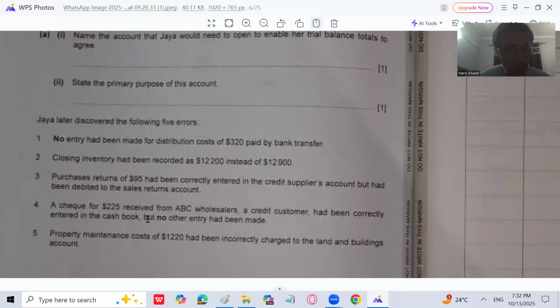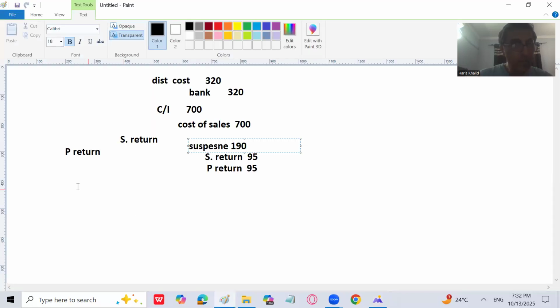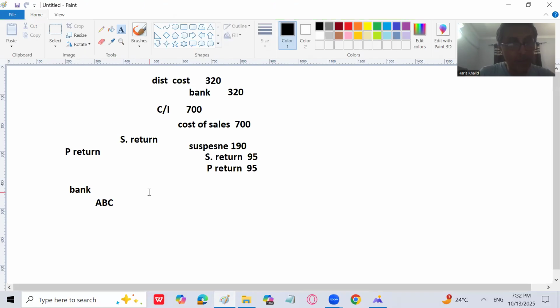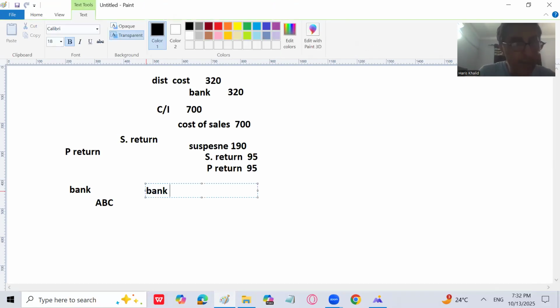Next, a check for 225 received from ABC wholesaler. So the entry is going to be bank debit and ABC is going to be credit. A credit customer has been correctly entered in the cash book, but no other entry had been made, right? So I'm supposed to pass the entry bank debit and ABC credit. What will happen? It is recorded in the bank. In the wrong entry, it is recorded in the bank, but ABC is not credited. So I'm going to credit ABC Limited, and suspense is going to be debited with the amount.